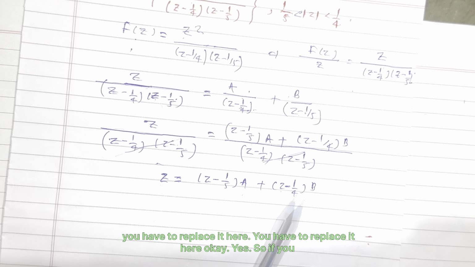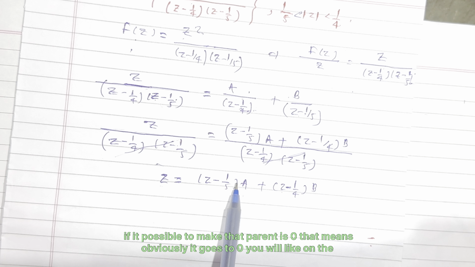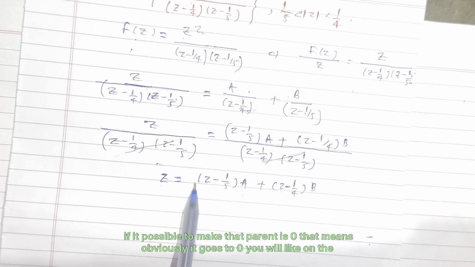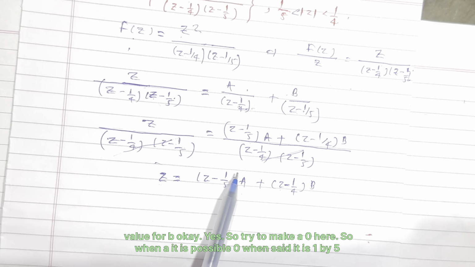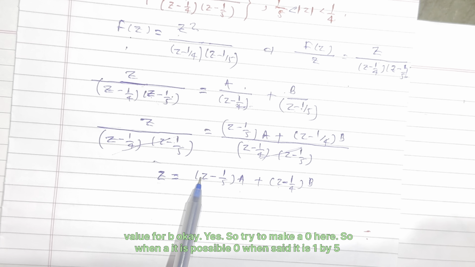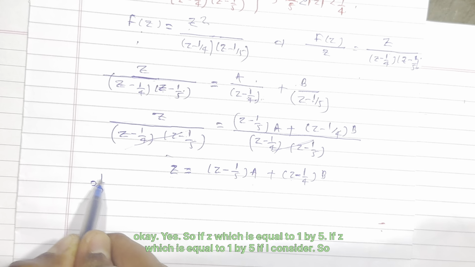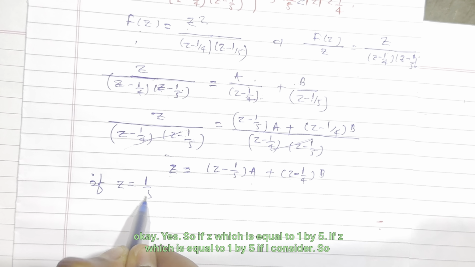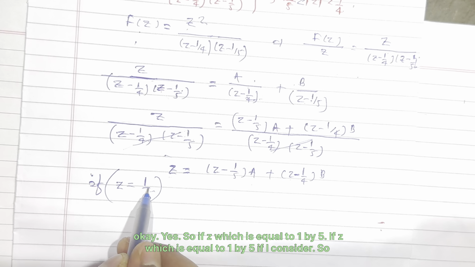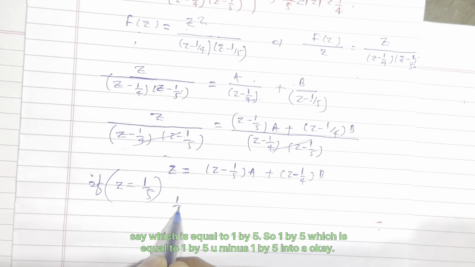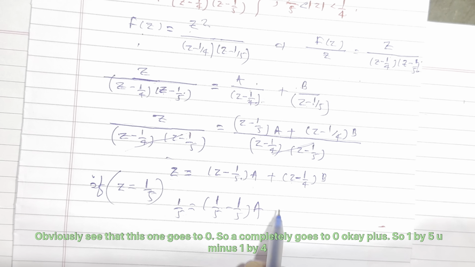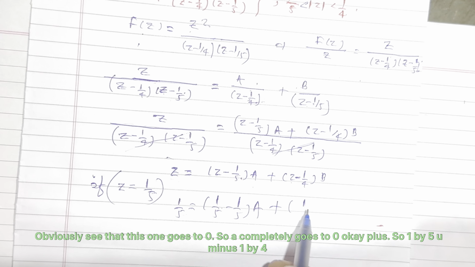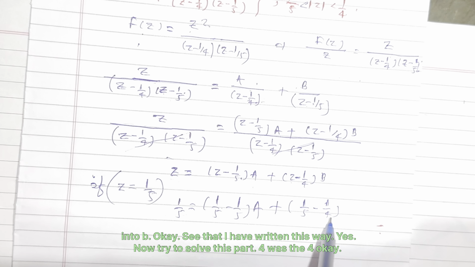If it's possible to make that part 0, then obviously a goes to 0, and you will land on the value for b. So try to make a 0 here. It is possible when z is 1 by 5. If z is equal to 1 by 5, then 1 by 5 is equal to 1 by 5 minus 1 by 5 into a. Obviously this goes to 0, so a completely goes to 0, plus 1 by 5 minus 1 by 4 into b.